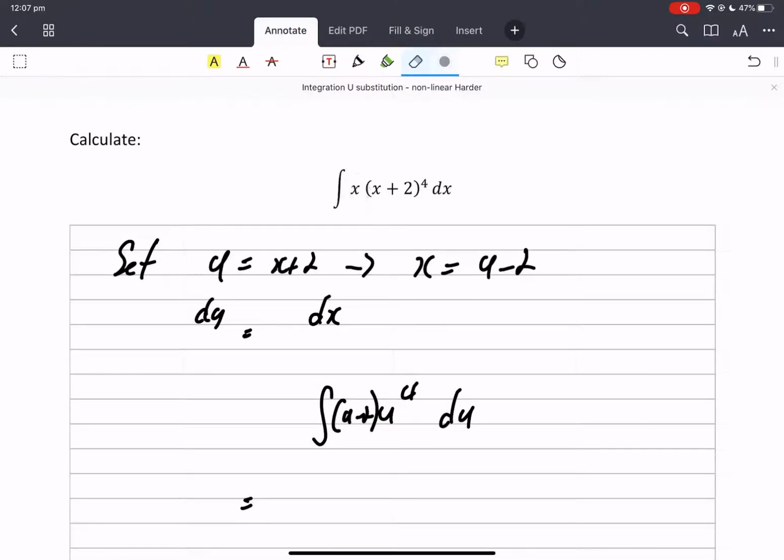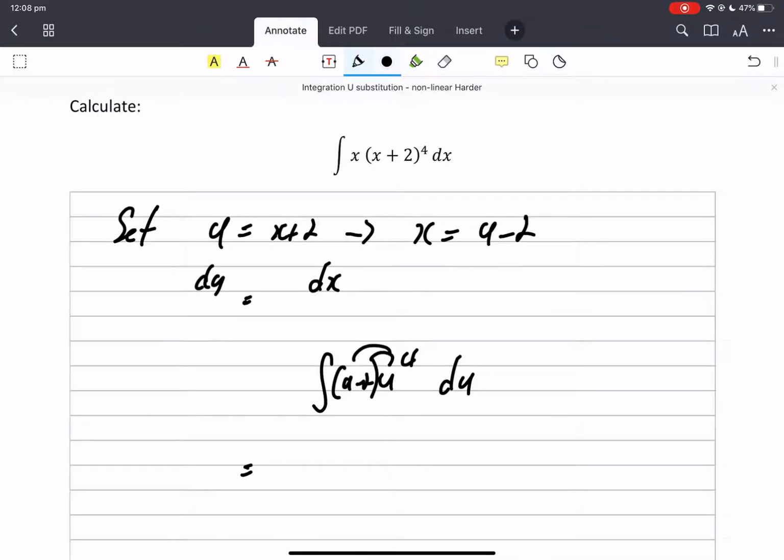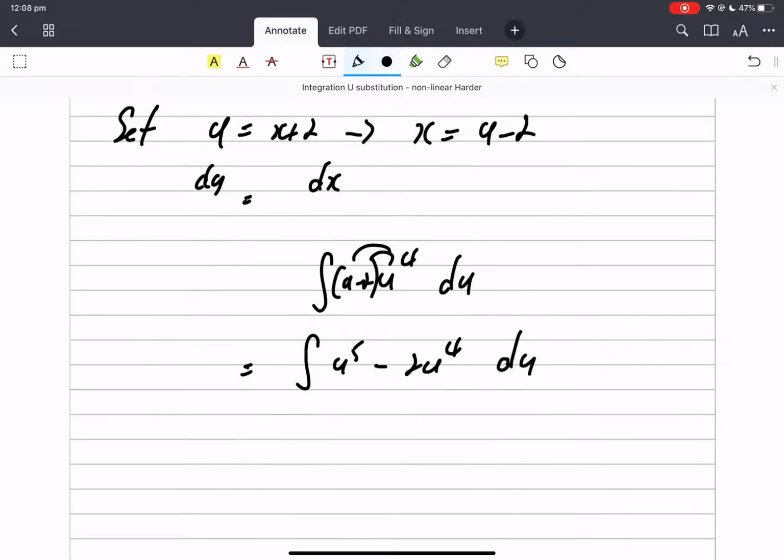Clearly, this is actually doable in methods in the other class. We would just expand that bracket, expand the x and get a whopping big polynomial and integrate, no problem. But if that was to the power 7, it just becomes a bit more tedious. Whereas here, when I expand my bracket, I'm going to get the integral of u to the 5 minus 2u to the 4, and then du, u to the 5 is u to the 6 on 6, u to the 5 on 5.